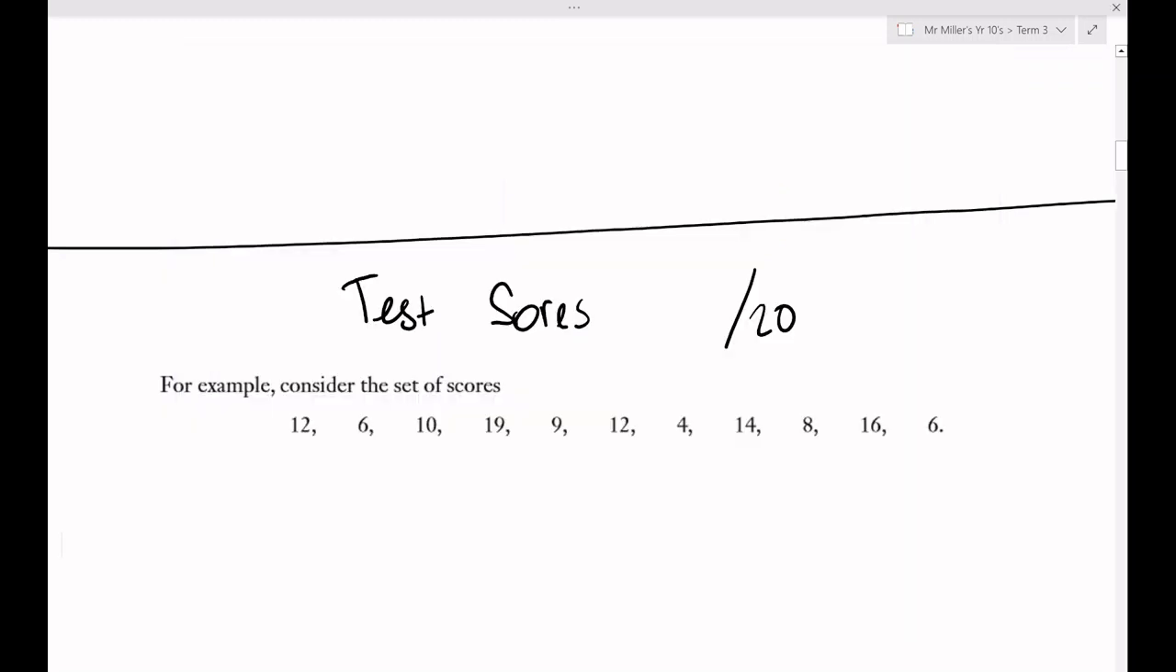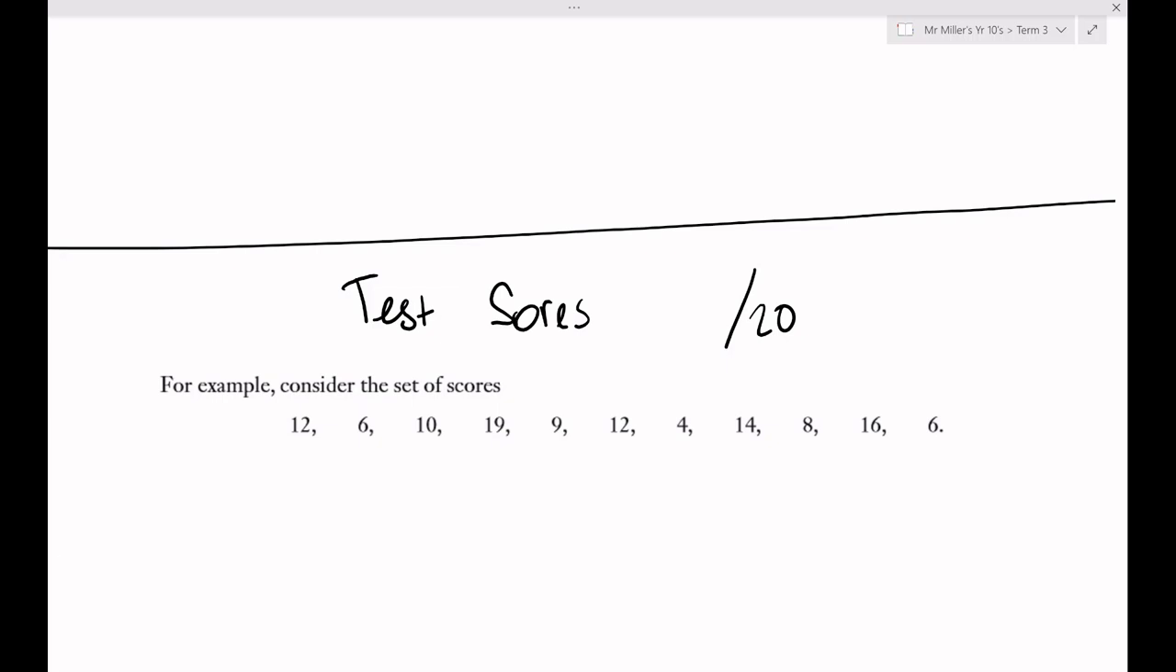Hello, today we're going to be talking a little bit about summarizing some data. So let's say we've gone through some process and we've collected some data. For example, we've all set a test and the test was out of 20, and here are some raw scores that we've collected as our data.